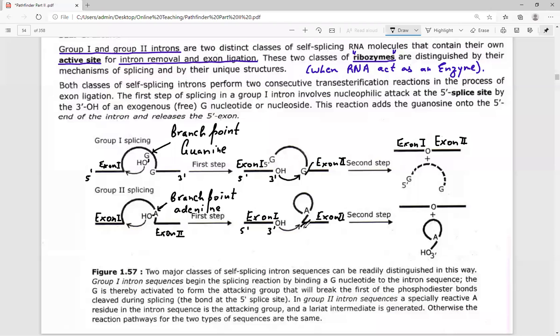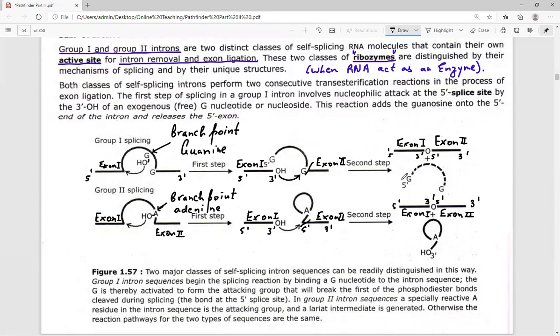This would be the 5' end, and this would become the 3' end. Both the exons are being ligated together. Here it would be the 5' end, and here it would be the 3' end. 5', 3', 3' and 5' are being joined together with each other. So here you can find this is 5', this is 3', this is 5', and this is 3'. So here you have the two exons ligated together. This is referred to as exon 1 and this is referred to as exon 2.